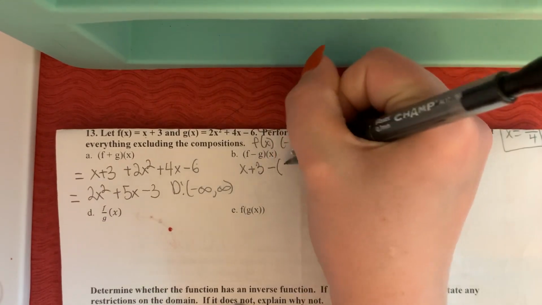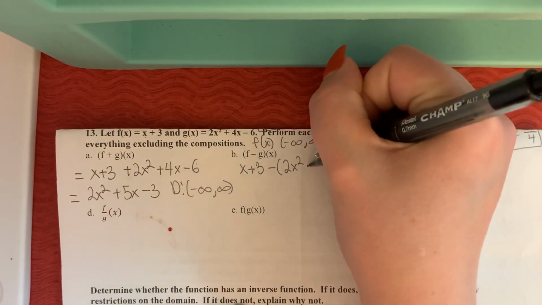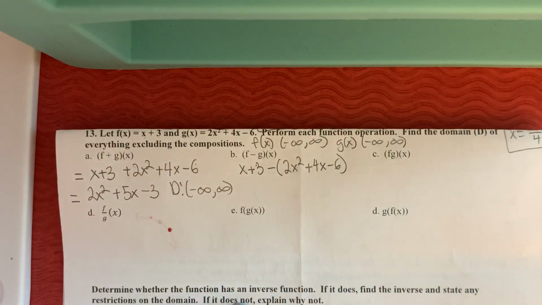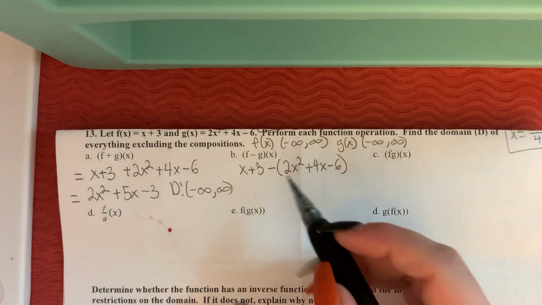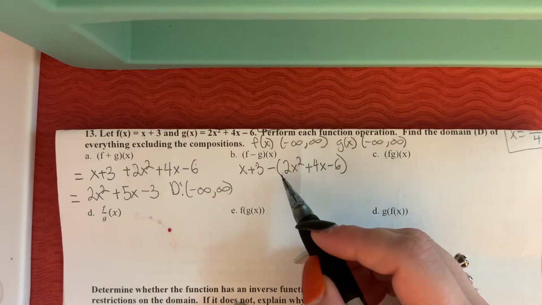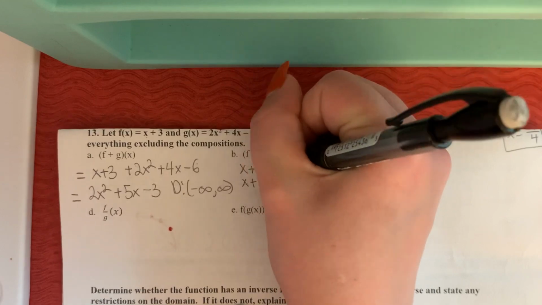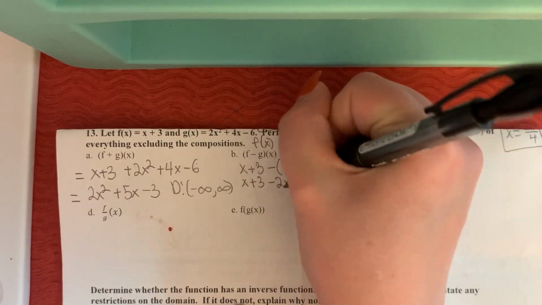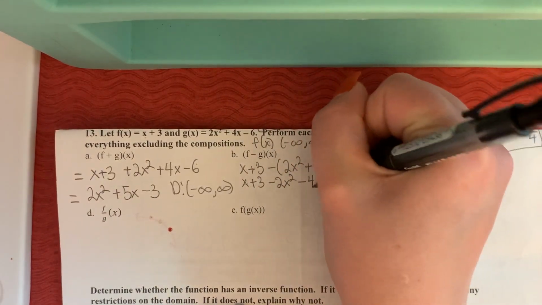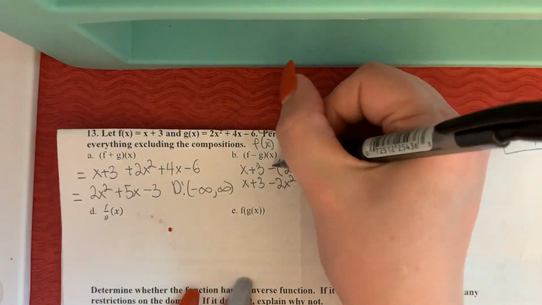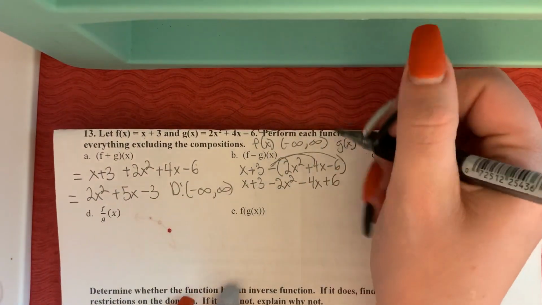So next we'll do f minus g of x, so we'll take f of x, and we'll be subtracting the entirety of g of x. So we need to make sure when we do this, we are distributing that negative out to that entire function. A lot of people just want to put it to that 2x squared, but it needs to go to everything. So really this should be x plus 3 minus 2x squared minus 4x plus 6.